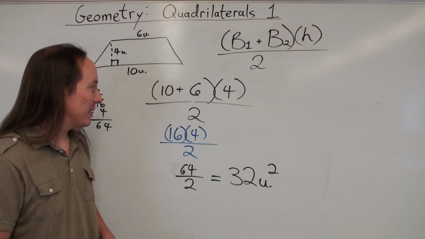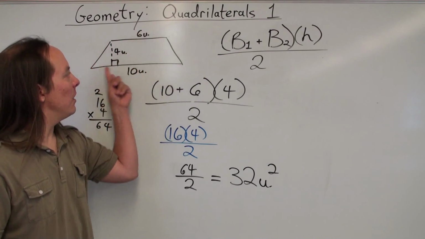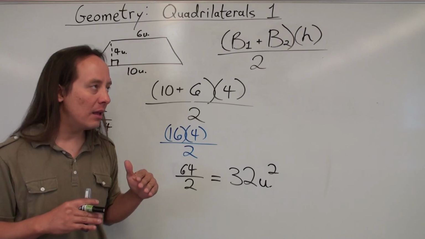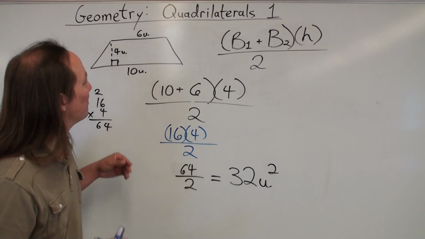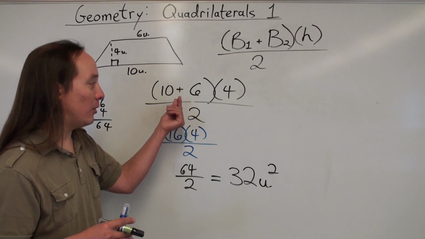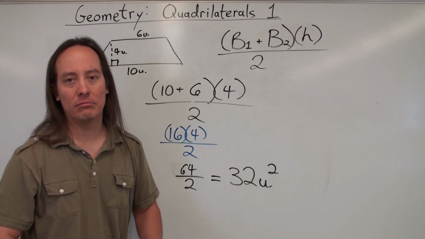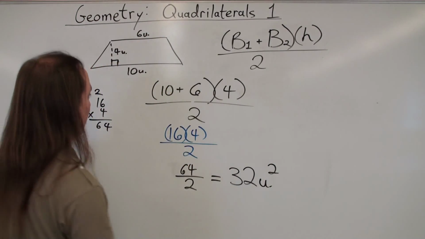Okay? So it's just a couple of steps. Your base 1 and base 2 are these 2 that run parallel. They run in the same direction. They're just different lengths. Okay. And so you add them together first. Then you multiply by the height. Then you divide all that by 2. Okay? And that's it. So that's pretty much all I have for you today as far as my lesson goes.